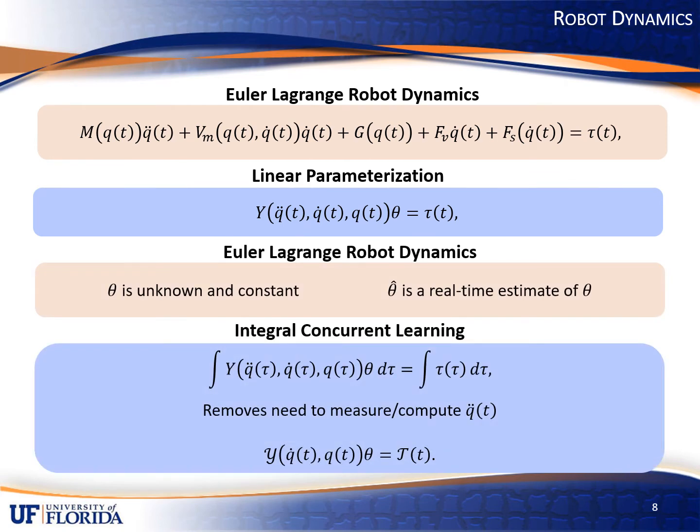In essence, what we do with integral concurrent learning to approximate theta online is we relate the left-hand side of the dynamics to the right-hand side of the dynamics to solve for theta. However, Y is a function of q double dot, so to remove the need to measure or compute the second derivative of q, which we don't have a sensor for, we take the integral of both sides and compare them.